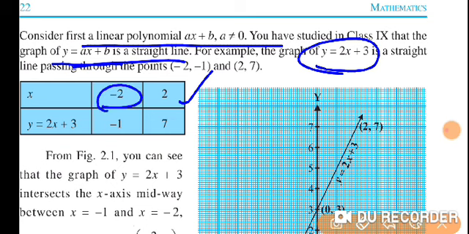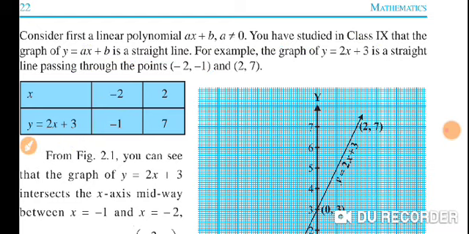They substituted minus 2 in this particular equation, 2x plus 3. So when you put minus 2, 2 into minus 2 is minus 4, plus 3, you will get minus 1. So when minus 2 is the x value, you get the y value minus 1. When 2 is the x value, you will get the y value 7. So these two sets of values they have plotted, and they have got the graph.